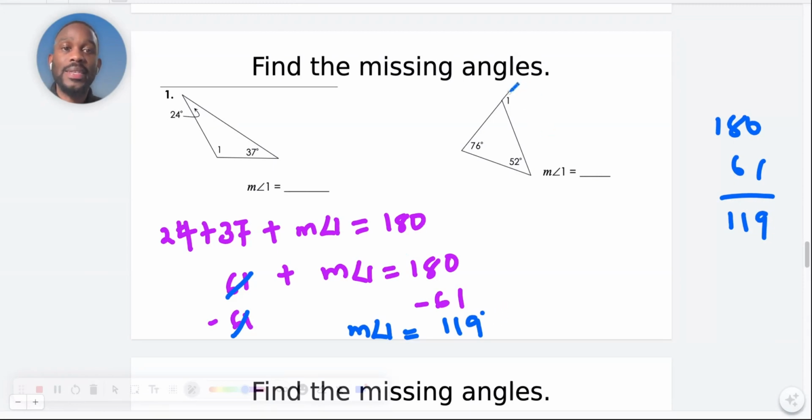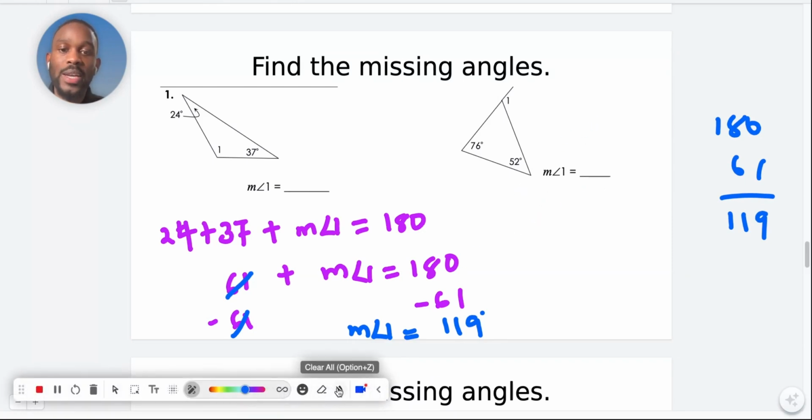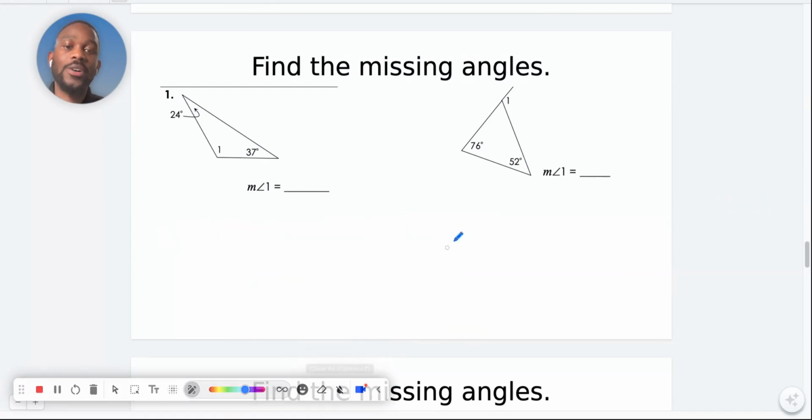What about this angle 1 here? I can replace this with x if it will make my life easy. But the question is, what theorem are we going to use to get angle 1? We don't know this angle right there. We don't know that angle right there. So this would be the exterior angle theorem, which states that the measure of an exterior angle is equal to the sum of the two non-adjacent interior angles.